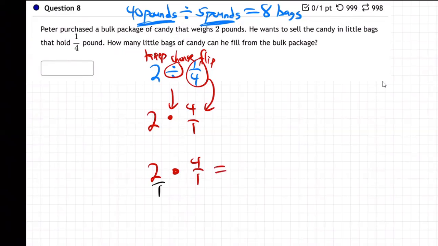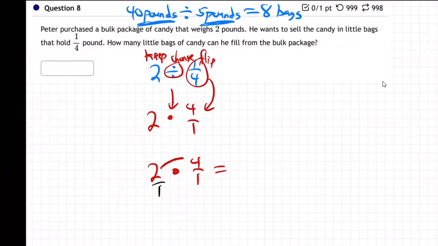Are we good with that? 2 is the same as 2/1. Why? What do you mean it's the same? Well, what is 2 divided by 1? It's just 2. See how those are really the same thing? And so now we multiply straight.